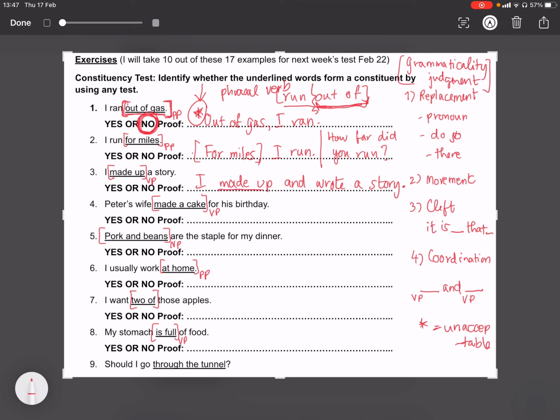Now, because it makes sense, people conjoin these two verbs together. I made up and told a lie. I made up and wrote a story. So this one is a yes. Number 2 too is a yes.